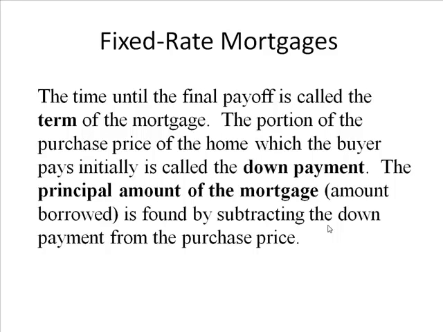The time until the final payoff is called the term of the mortgage. The portion of the purchase price of the home which the buyer pays initially is called the down payment. In order to calculate the principal amount of the mortgage, simply subtract the down payment from the purchase price.